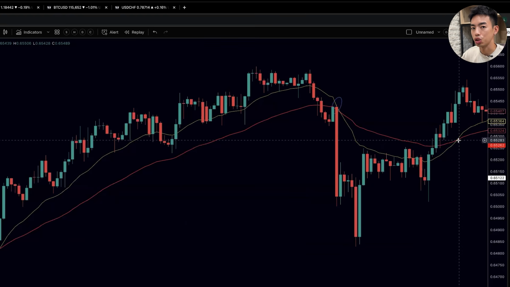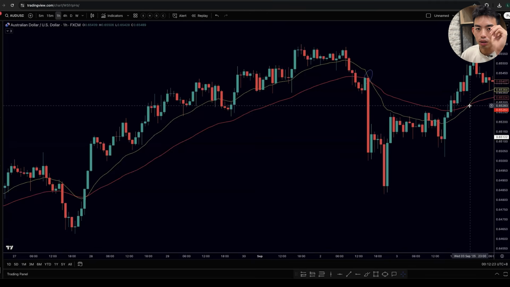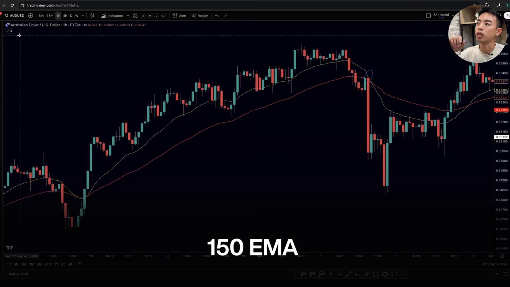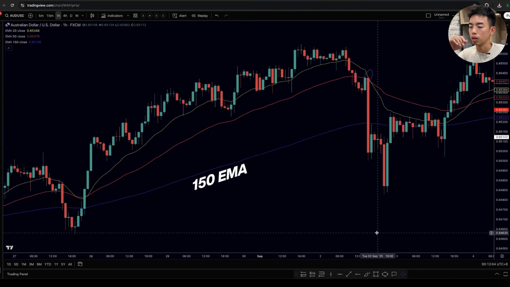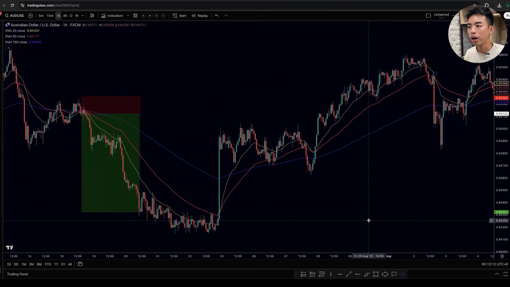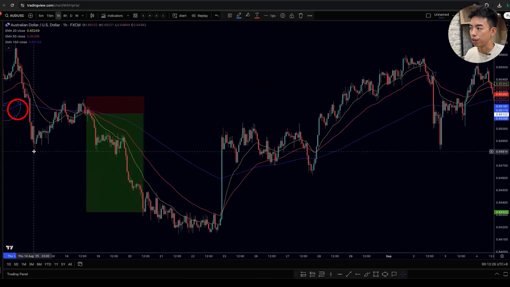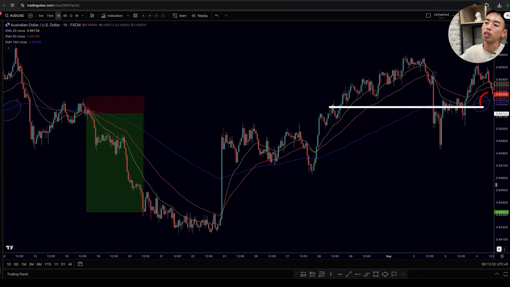That still doesn't answer the main question. How do we know when we should trust a crossover? The key word here is understanding the trend. For this, you want to use the 150 EMA. Now, if I pull up the 150 EMA, it looks like this, okay? It's this one right here, the purple moving average. What you want to do is just scroll out a little bit just to see where exactly the purple EMA is moving. In this case, if we really look at where the moving average starts, right here, and where it ends, right here, we're pretty much going in a straight line across the screen.